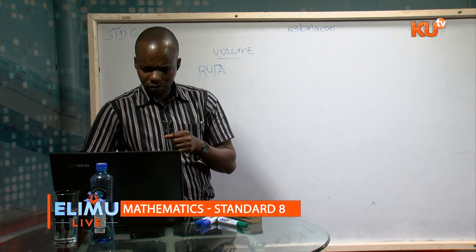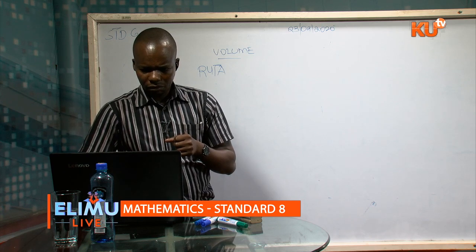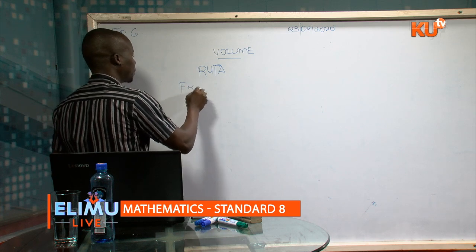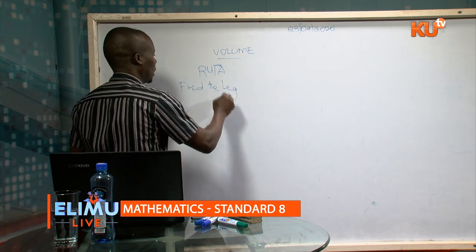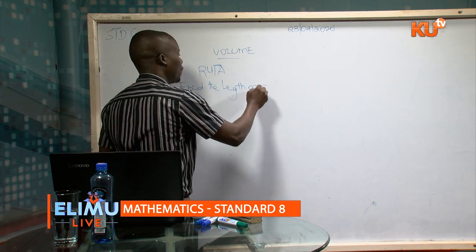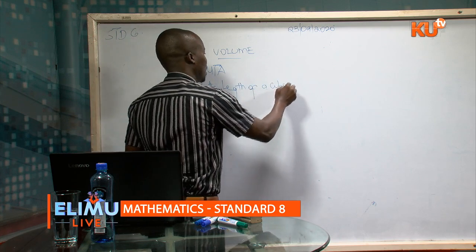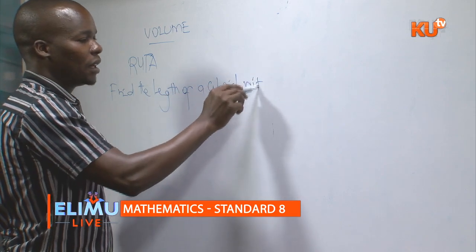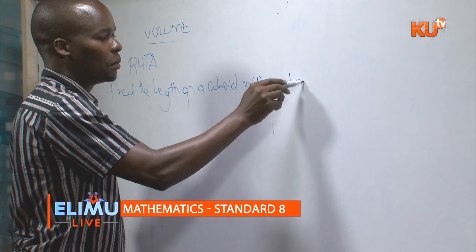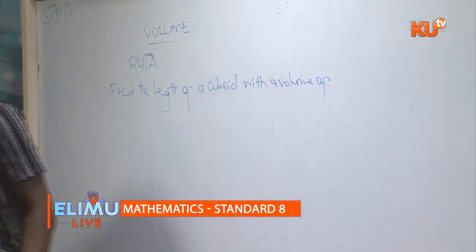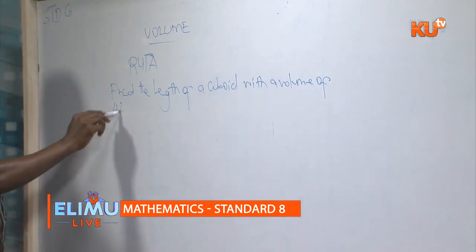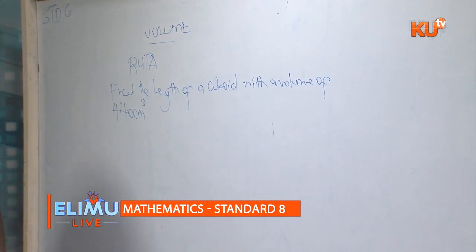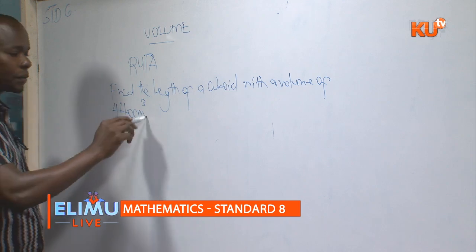Find the length of a cuboid. Find the length of a cuboid with a volume of 440 cubic centimeters, a width of 5 and height of 11.